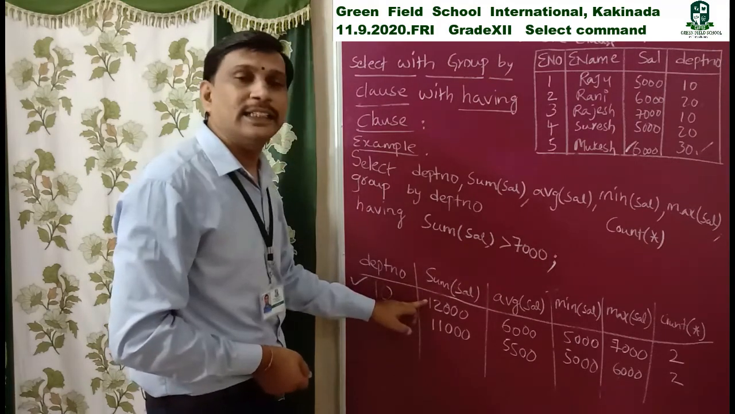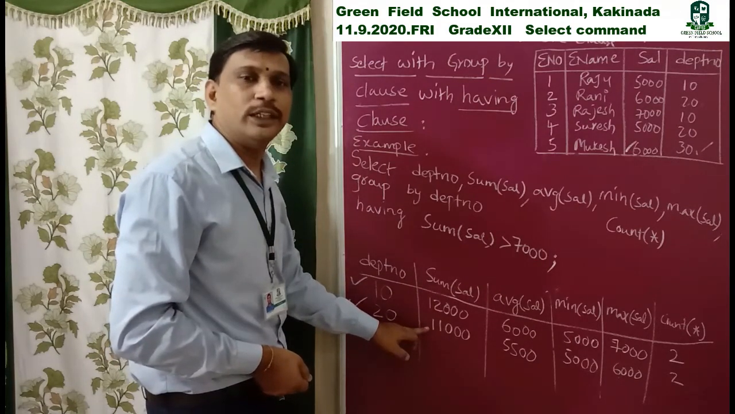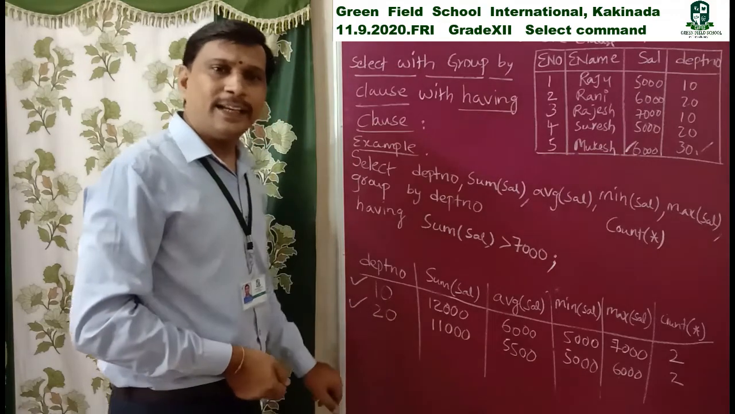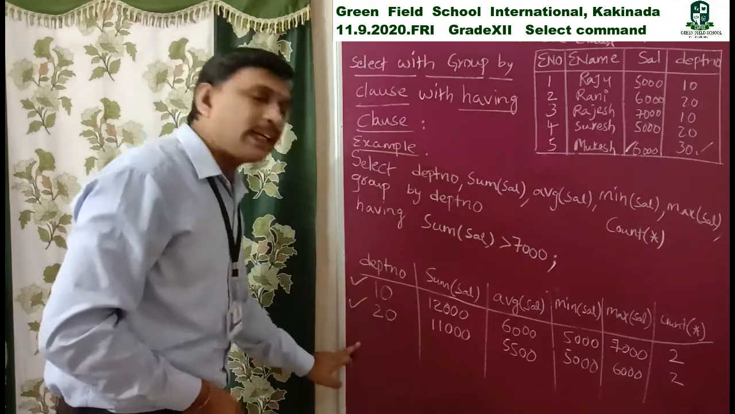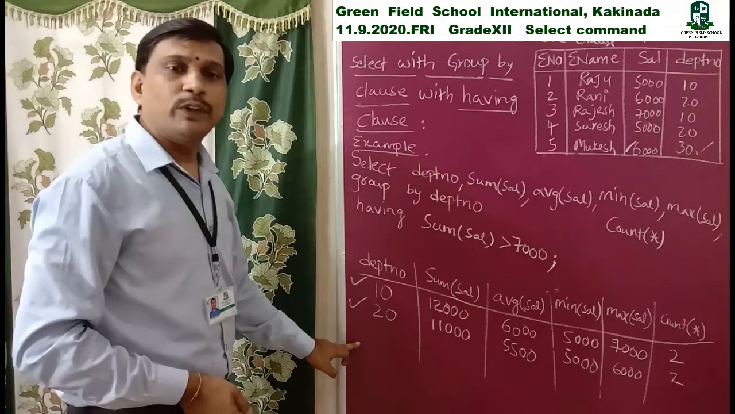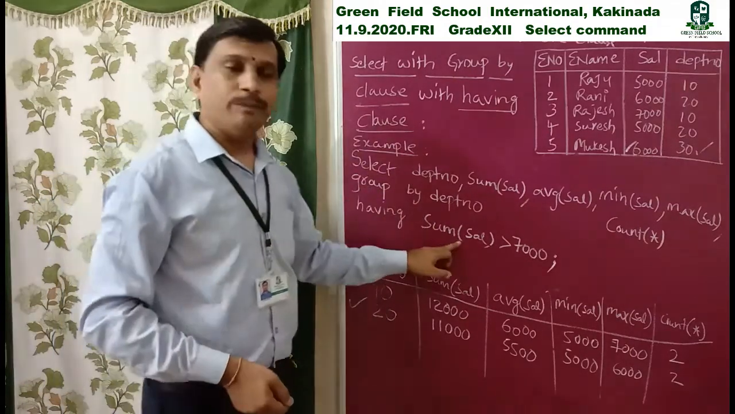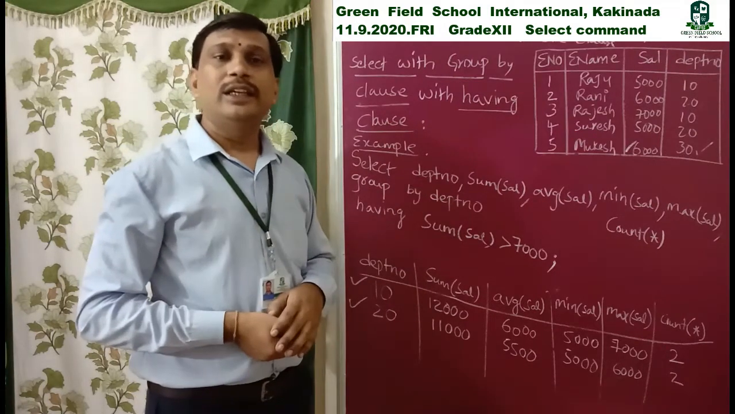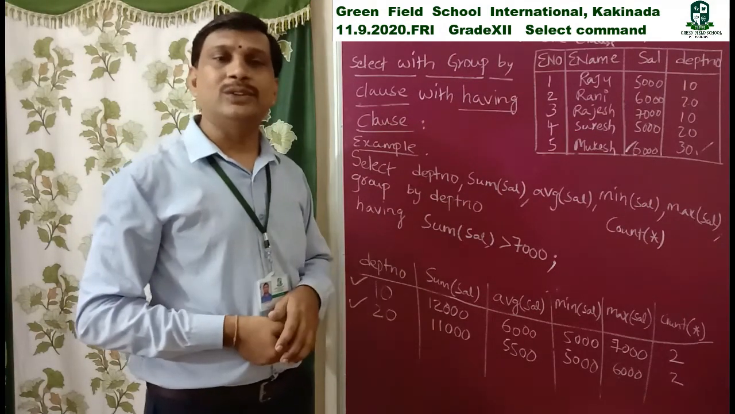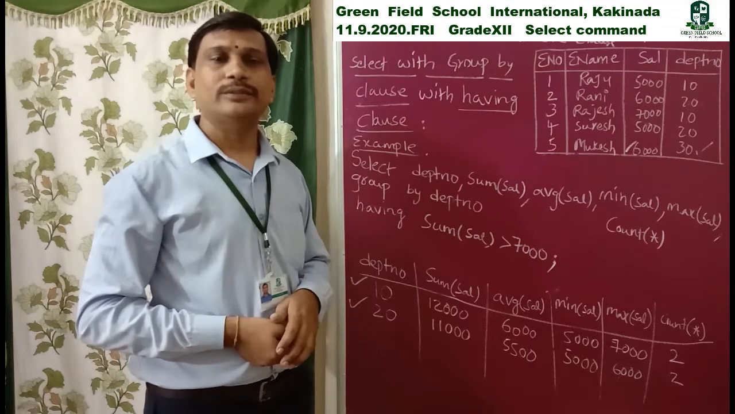Here this one is greater than 7,000, this one is greater than 7,000. So first we calculate the grouping data for all the departments, for each department 10, 20 and 30. Then, after grouping, we apply the condition. So the having clause is used.